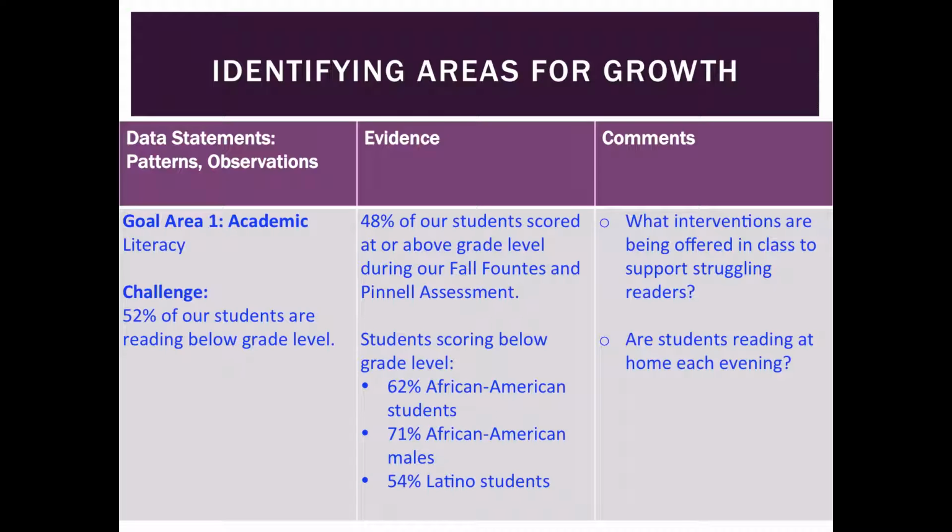Here's an example of the plan that you're going to complete at the Institute. So in this case, a school chose literacy as their academic focus area. They identified their challenge as 52% of their students are reading below grade level. In the center, you're going to list evidence, and this is where you will document the data that you're trying to shift. Notice how they broke down their data by ethnicity.